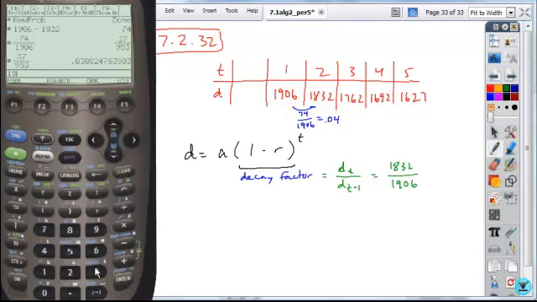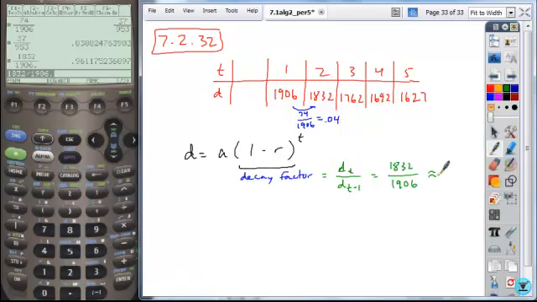So 1832 divided by 1906, put it in decimal form, we get about 0.96. Now, would these both give you the same values? Is 0.96 the same as 1 minus 0.04? Yeah, it's the same thing. So you can do either of those. The first thing is you need to find that decay factor. Well, here's our decay factor. So we're looking at the equation d is equal to some original amount times 0.96 to the power of t.